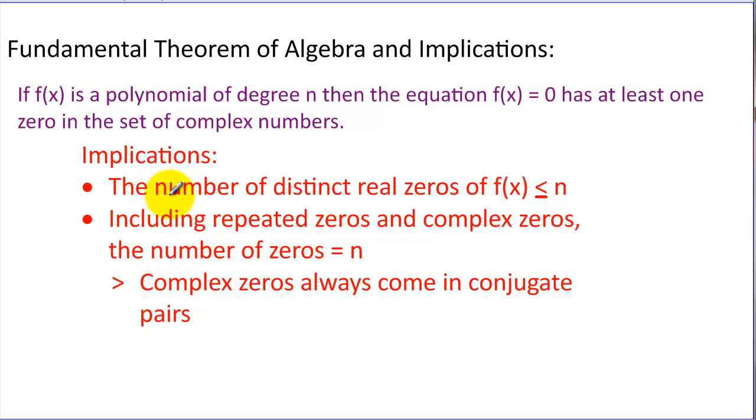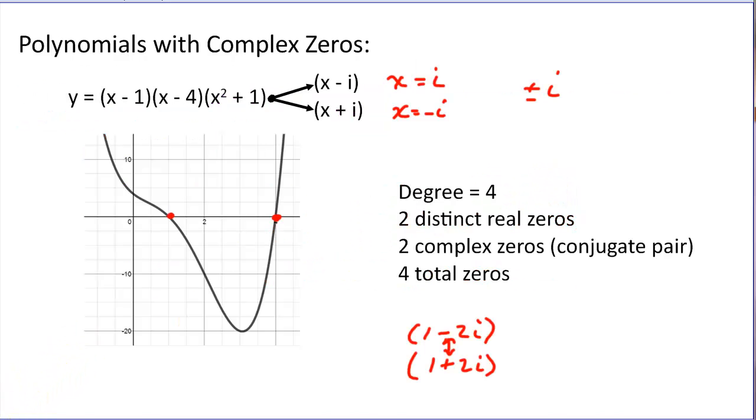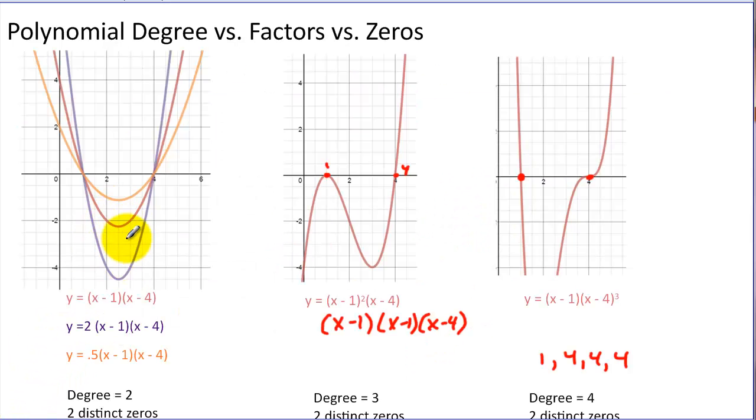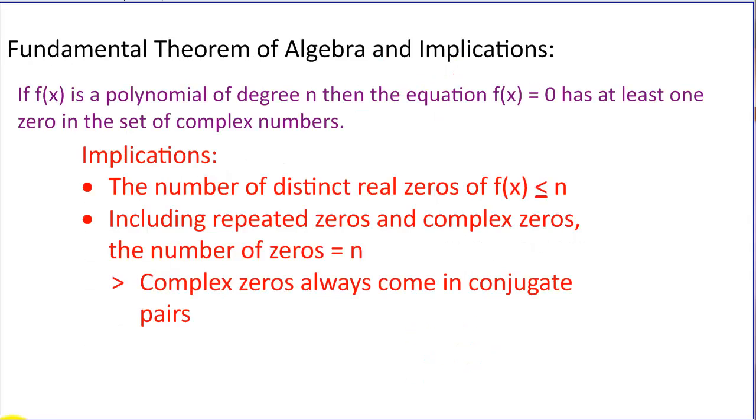So we saw when we are looking at real zeros, the number of distinct real zeros is going to be less than or equal to the degree. So if we go back to our pictures here, we had 2, so that's less than or equal to 2. This was a cubic, and we had 2 distinct zeros. Here was a quadratic, a quartic, a 4th power. We had 2 zeros. So the number of distinct real zeros was less than or equal to the degree.